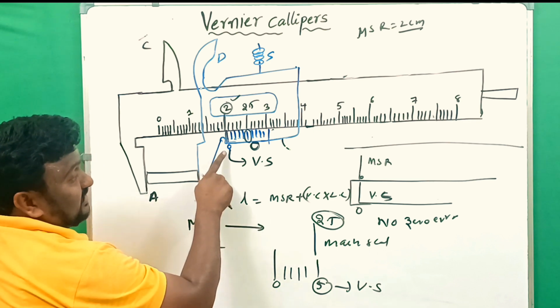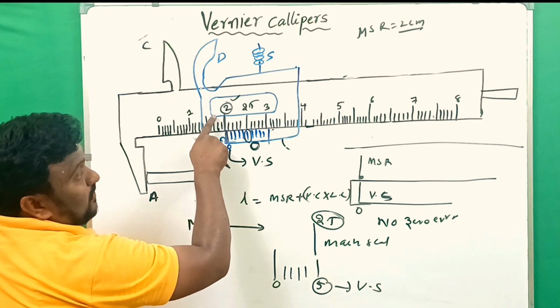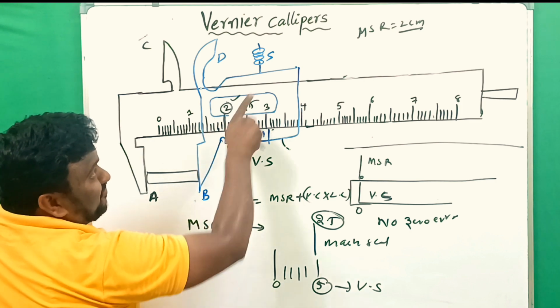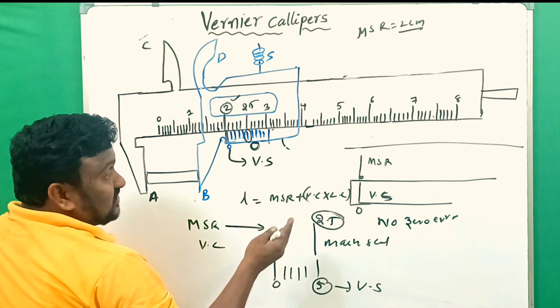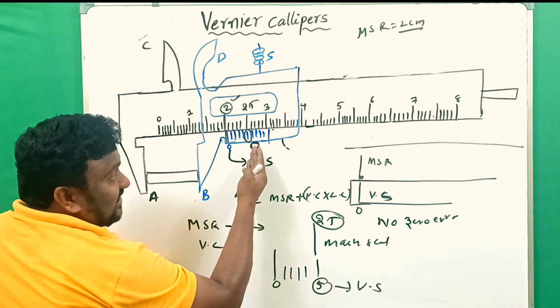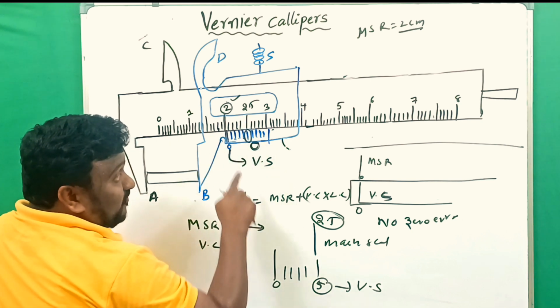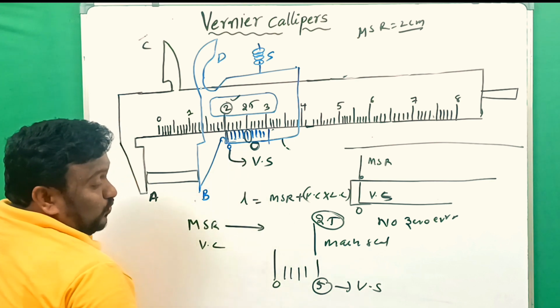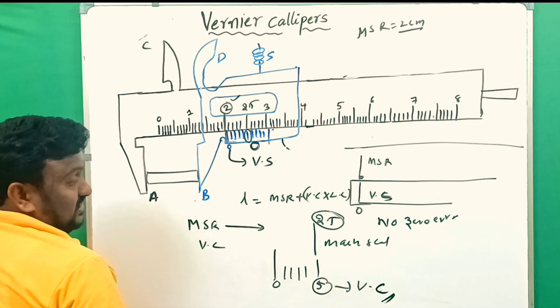First, you have to check where the zero division of the vernier scale coincides along with the main scale. That should be taken as the main scale reading. After that, you have to check the other coincidence. After this zero, among the remaining 10 lines, which line coincides with any one of the main scale readings? That particular vernier scale division is taken as the vernier scale coincidence. That is what we see.